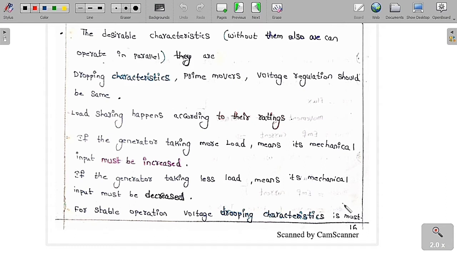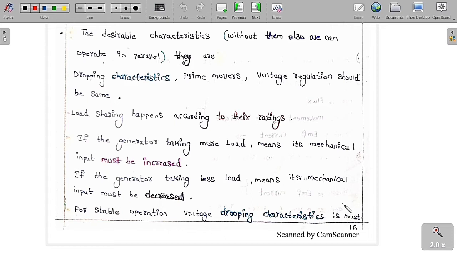So the desirable characteristics are those without which we can also operate the generators in parallel. They are the drooping characteristics of the prime mover and the voltage regulation, which should always be the same. Load sharing happens according to the ratings. If the generator takes more load, its mechanical input must be increased, so more mechanical input means more electrical output. If it takes less load, its mechanical input must be decreased, so less mechanical input means less electrical output.